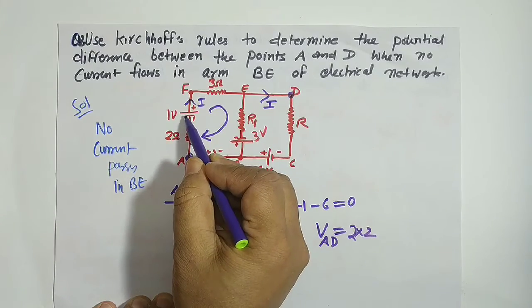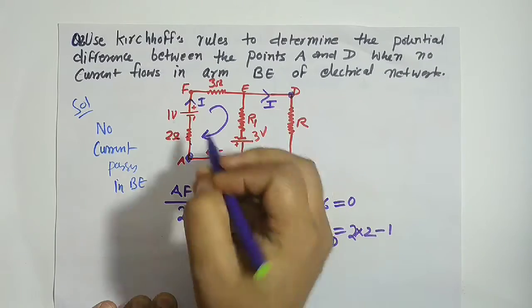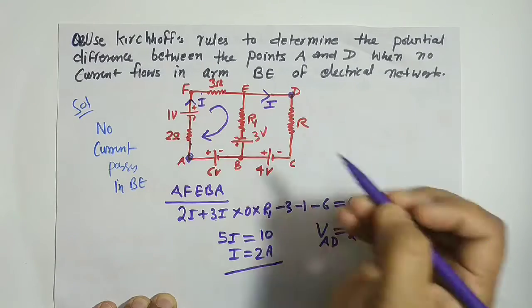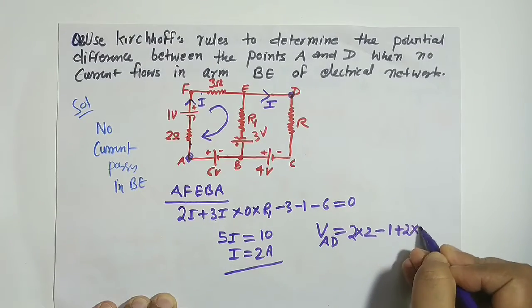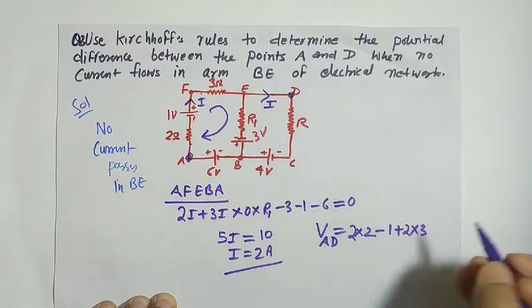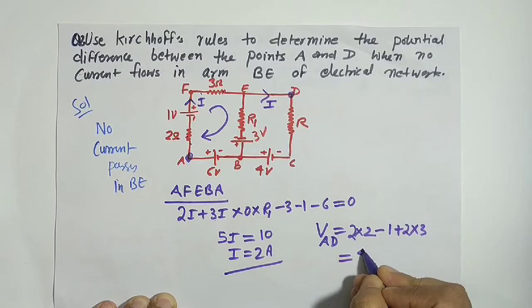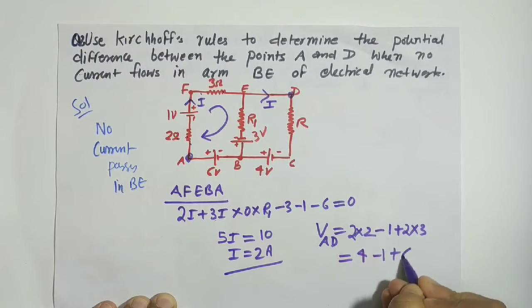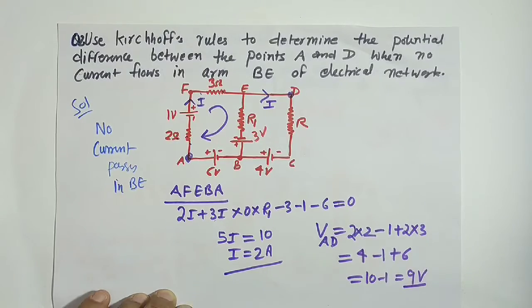This is minus 1. Okay. Then 2 into 3 plus 2 into 3. And then directly there is nothing. So this will be the potential difference: 4 minus 1 plus 6. That means 10 minus 1, it will be 9 volt. So this is the answer.